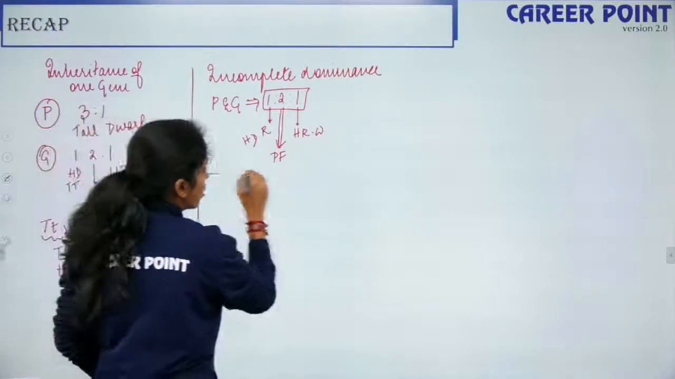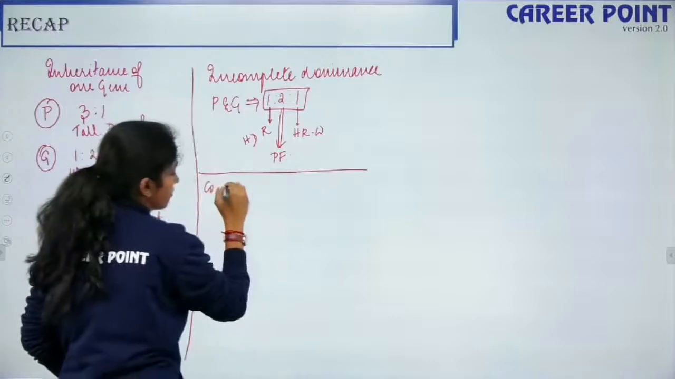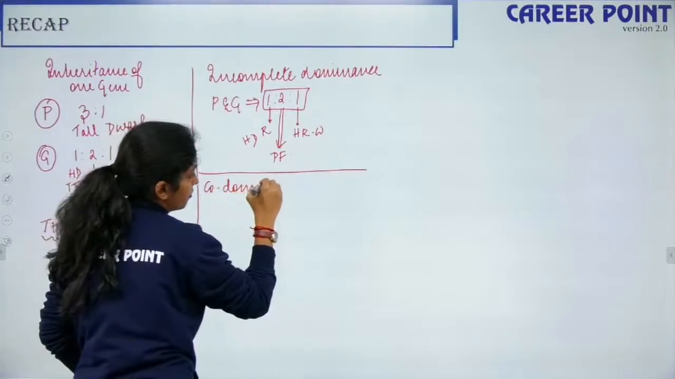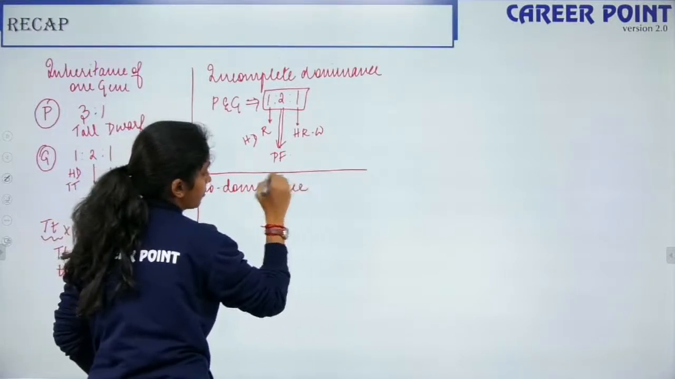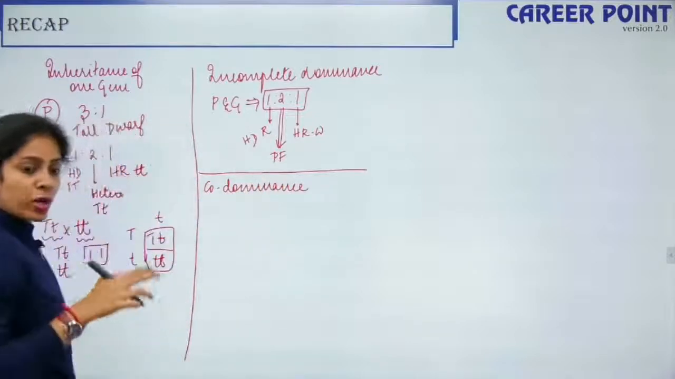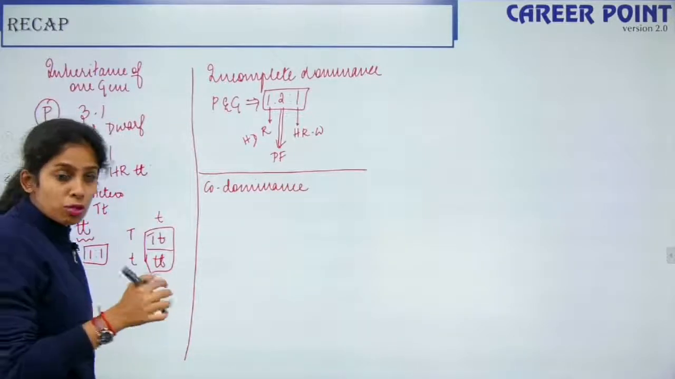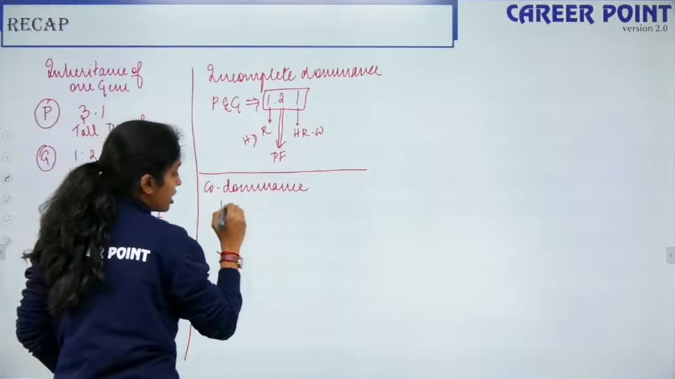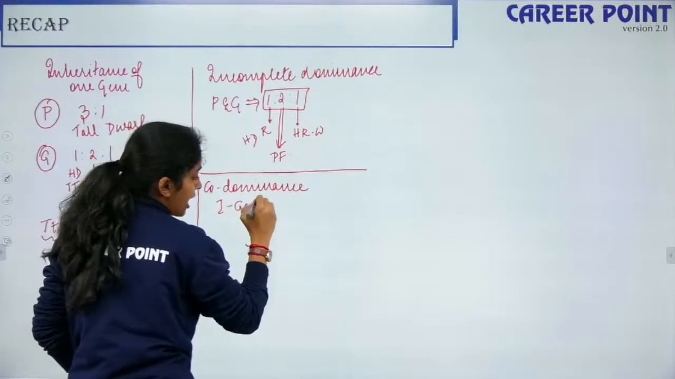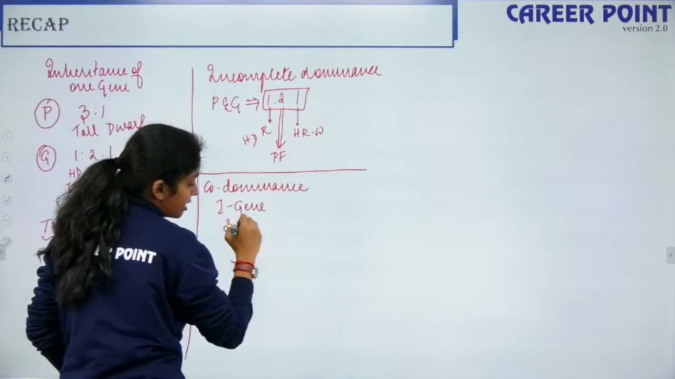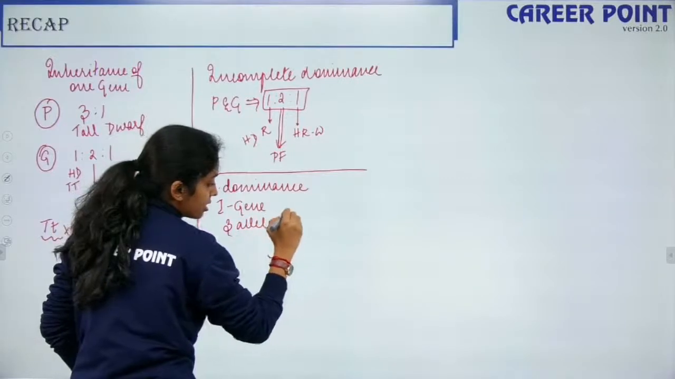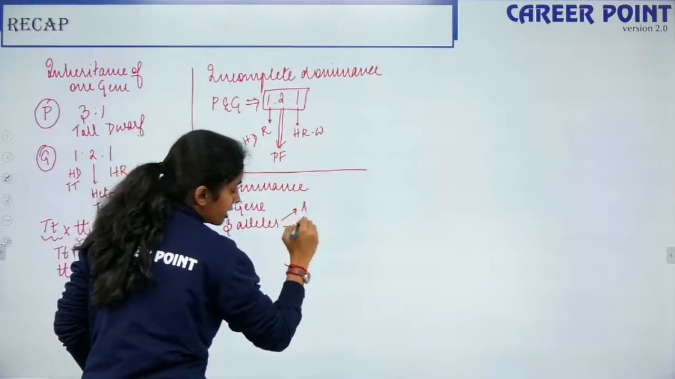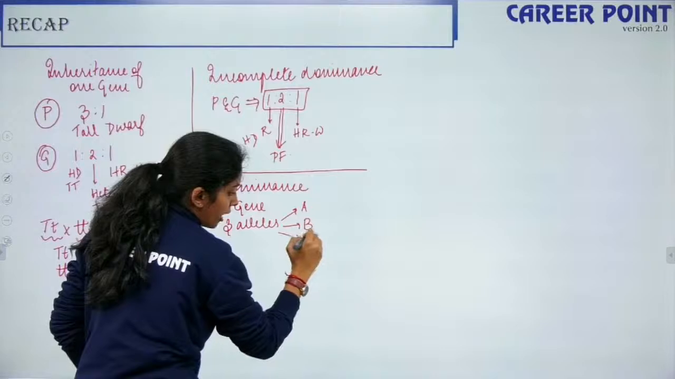So next we went on to talk about codominance. In codominance, the F1 offspring resembles both the parents, right? So here the gene is I and this gene has 3 alleles, right? So what are the 3 alleles? It is A, it is B and it is small i.